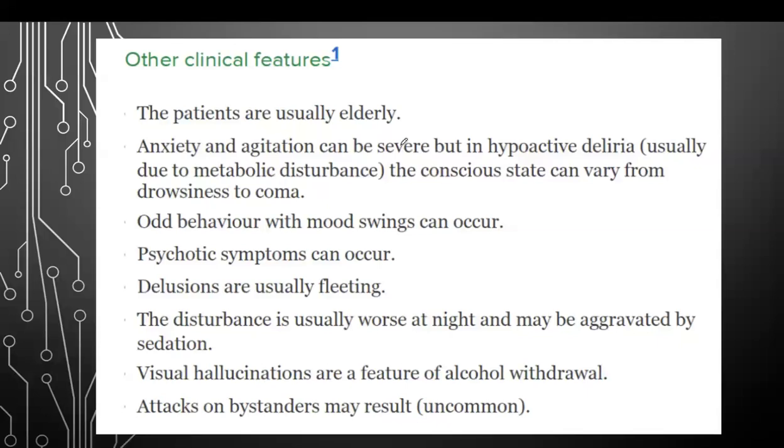Okay, so these are also common in elderly patients, and these patients can have fluctuation of their consciousness. Sometimes this delirium patient can be totally fine, and then suddenly they can go downhill. So their level of consciousness can fluctuate. They can have psychotic symptoms, like hallucination, they can even have delusion. Okay, and it can get worse at night.